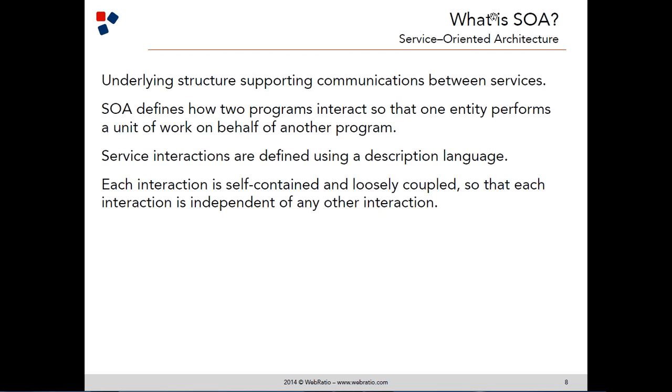So, what is a web service? We have already seen. Now let's see what is a service-oriented architecture. Service-oriented architecture is an underlying structure that supports the communication between different services, and basically is the way to define how two different entities are interacting with each other, one on behalf of the other one. So basically you have someone who makes the request and the other entity that performs some business logic and gives back a response. The interactions between the two entities are defined using the Web Service Definition Language used for defining the description. And each interaction, since it is self-contained, is independent from any other interaction that you may have.